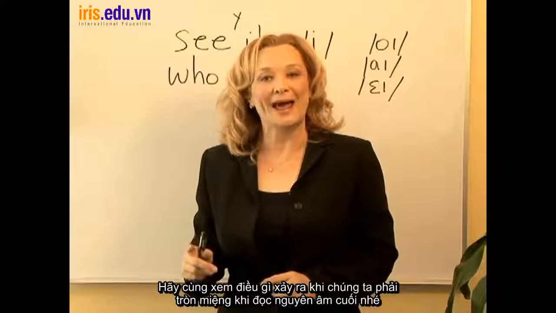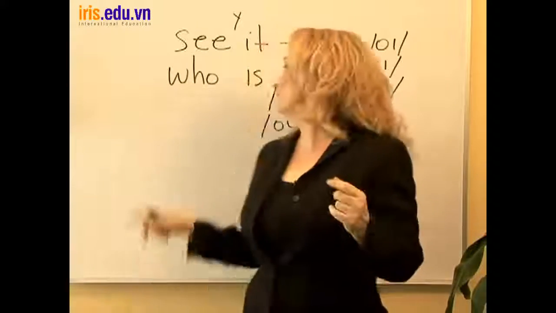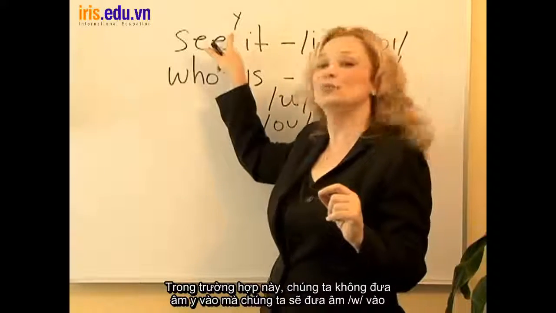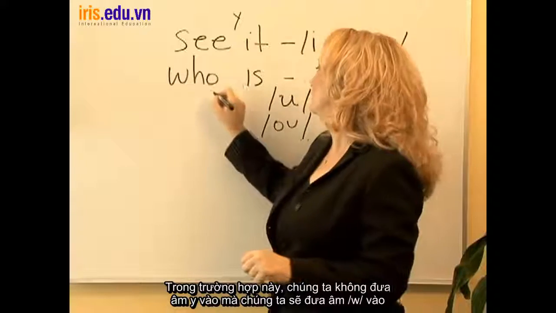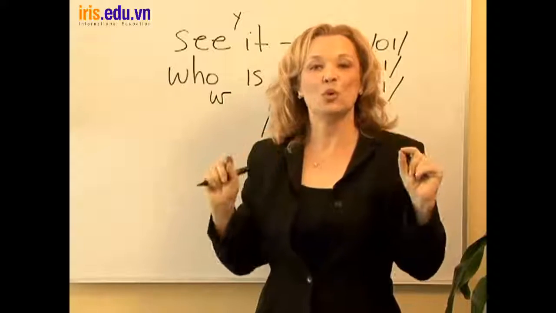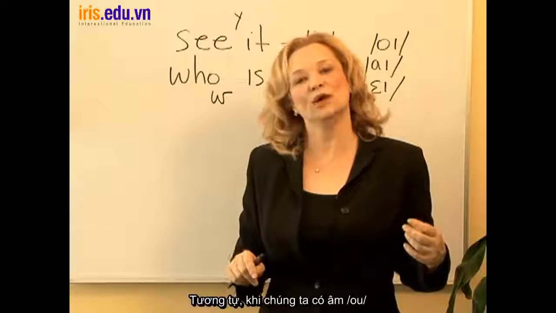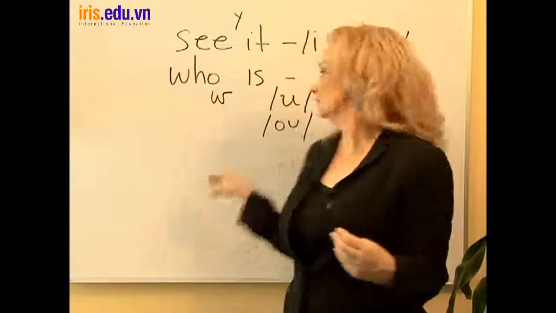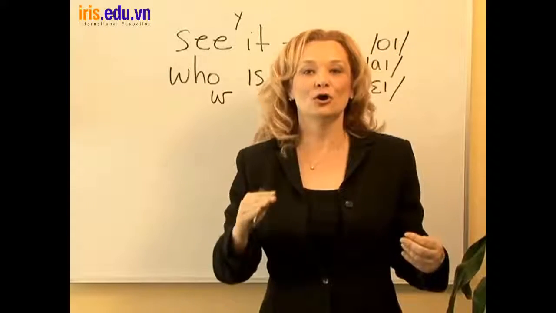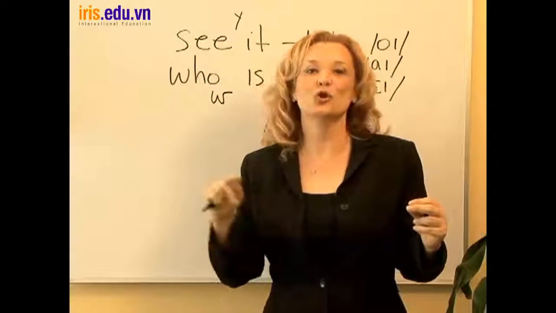Let's learn what happens when our lips are rounded in the last vowel position. For example, oo, who. In this case, we don't put a little y in there, we put a little W sound. Round your lips, who wis. Who is becomes who wis. Also, when we have the sound O, for example, no. We don't say no one. We link it. We put a little w in there and we say no wone.